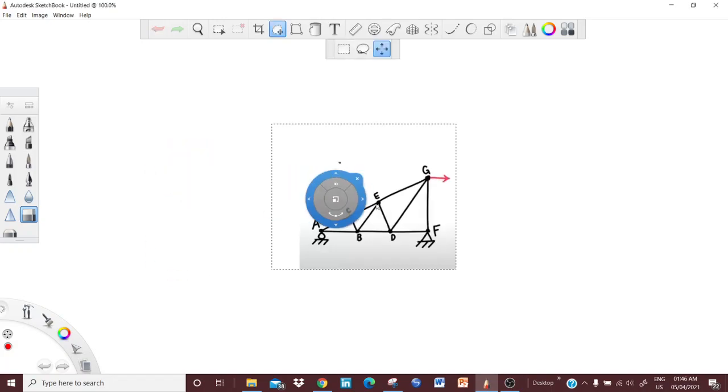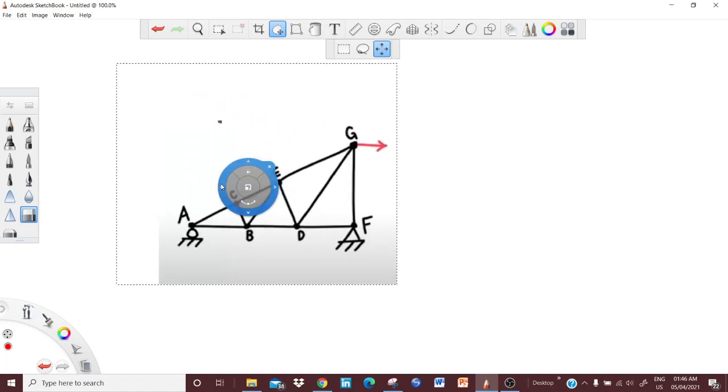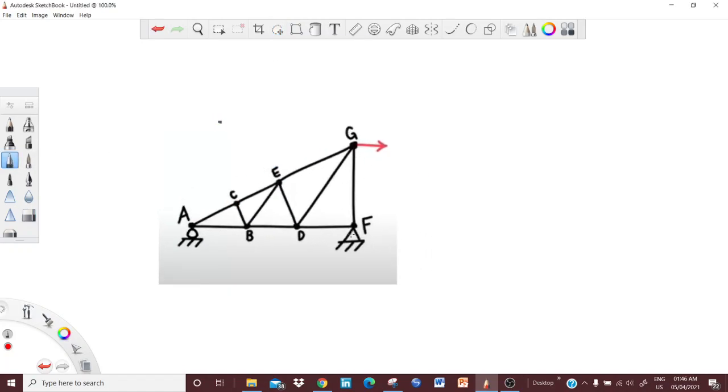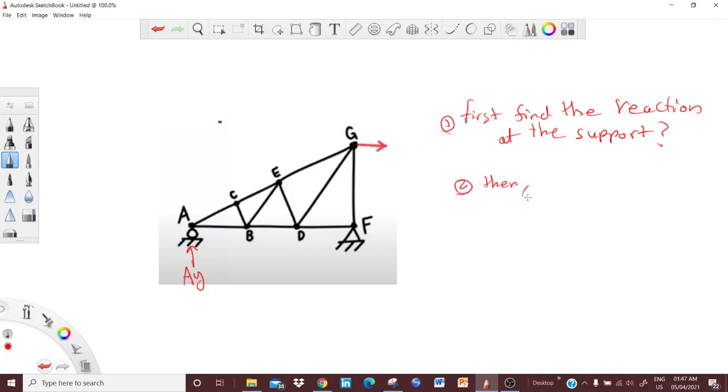Let's solve this one. Here let's find the zero force members. Let's put in the reactions. Here is AY, the vertical reaction. First find the reactions at the supports, then find the zero force members.